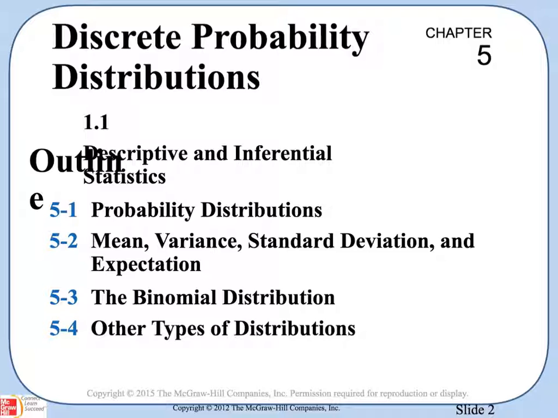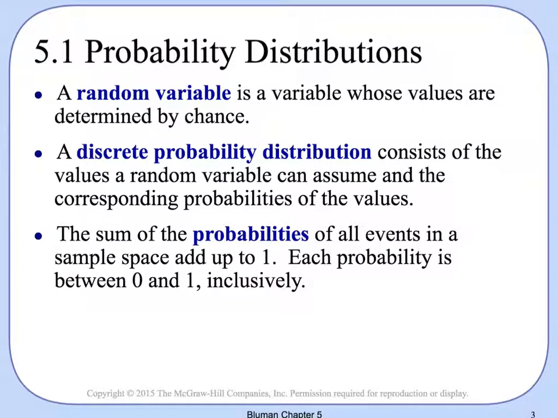Okay. And then on Thursday, I plan on getting into the binomial distribution and some of the other types of distributions that are also discrete. There's one called Poisson, there's one called hypergeometric, one called geometric, and one called multinomial. So we'll look at each of those separately.